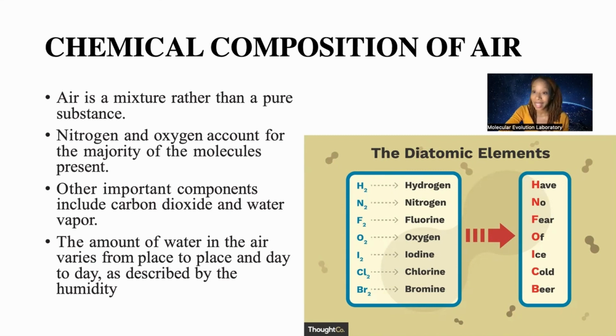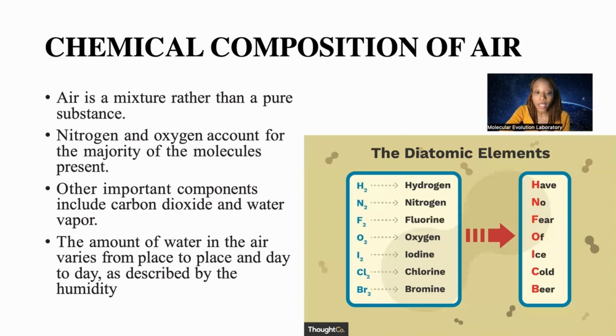As we know, gas is in the air. Air is all around. The chemical composition of air contains various gases. Air is a mixture rather than a pure substance, a mixture of nitrogen and oxygen, which accounts for 99%. Other important components are carbon dioxide and water vapor. We also know that there is helium, chlorine, neon, krypton, methane.